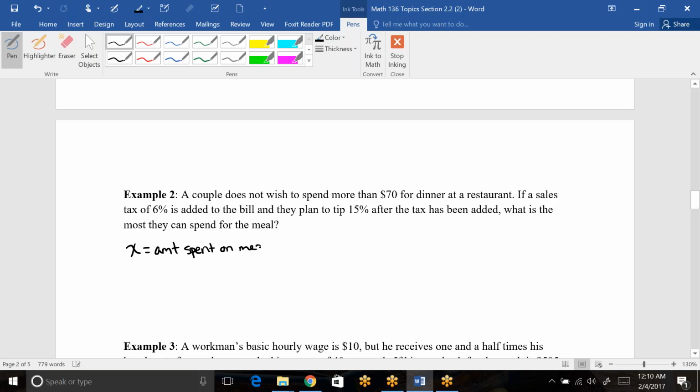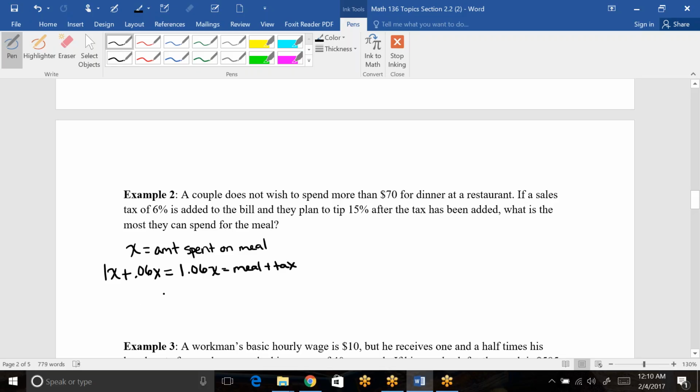on the meal. Now, if you were doing tax, remember you multiply that by 0.06 and then you add it to the original amount. The original amount is X plus 6% of X, so 0.06 times that, which means that if you add those together, that's a 1 and a 0.06, that would be 1.06X. That would equal the meal plus the tax. Okay.